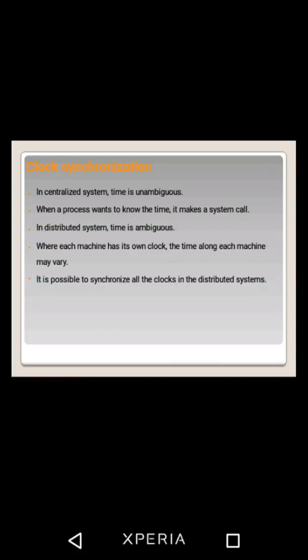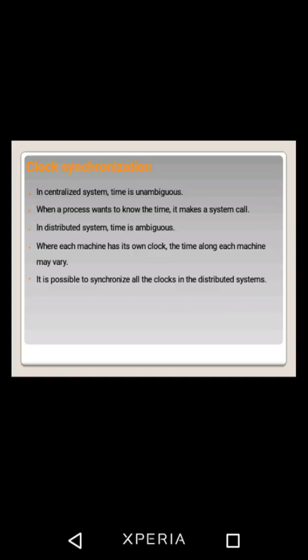In a centralized system, time is unambiguous. Whenever a process wants to know the time, it simply makes a system call and the kernel tells it. If process A asks for the time and then a little later process B asks for the time, the value that B gets will be higher than the value A got in centralized systems. Whereas in distributed databases, time is ambiguous.